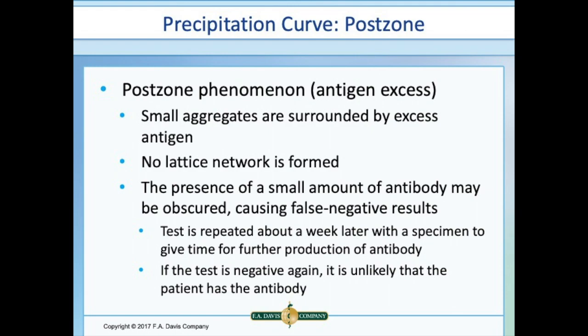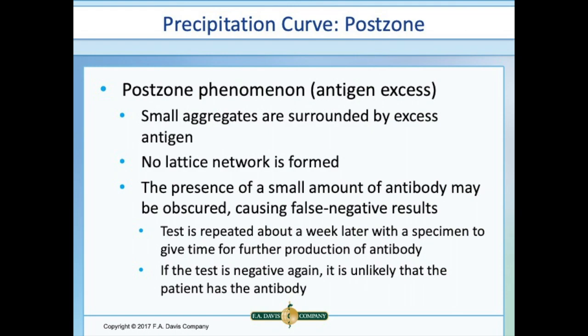Now, post-zone phenomenon may also be prevented by cell washing. For example, in indirect blood typing, if you cannot see agglutination, then cell washing may be performed. So that's another way of preventing post-zone phenomenon.